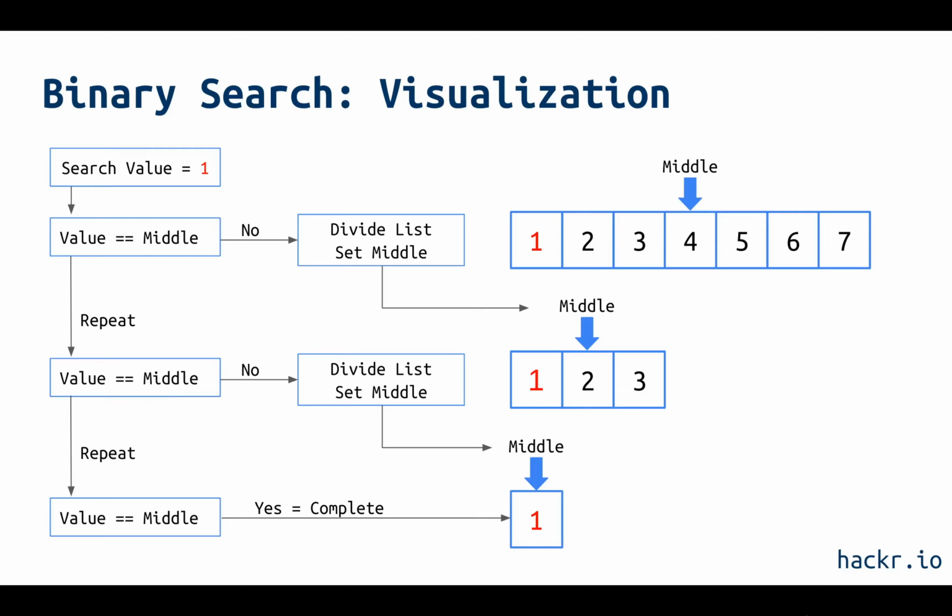Okay, so we do our first check. Is the value equal to the middle element? It's not. So we divide the list and reset the middle. Move on down to the next one. Is the value equal to the middle? Note the middle is 2, our search is 1. So again, we divide the list and reset the middle.